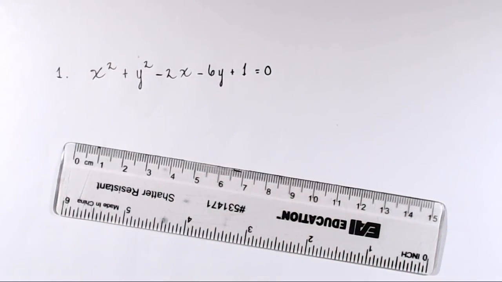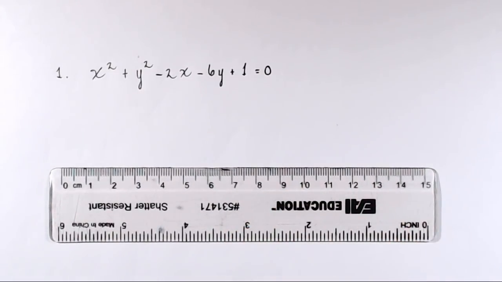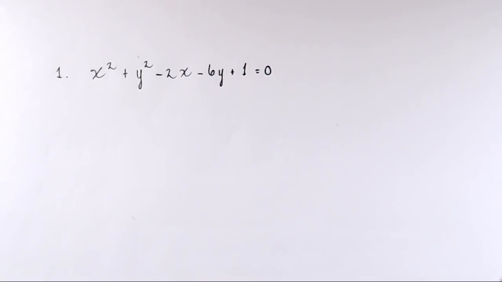Okay, so from this mess of an equation, we are supposed to somehow determine what the center and radius of a circle is. Just to review, in case anyone watching this video is not familiar with the terminology.